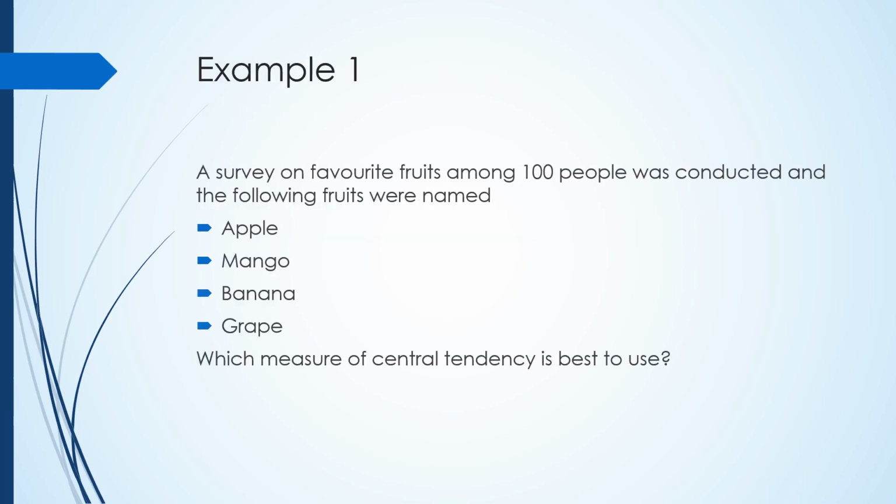Now let's look at some examples to understand these concepts better. A survey on favorite fruits among 100 people was conducted, and the following fruits were named: apple, mango, banana, grape. Which measure of central tendency is best to use?